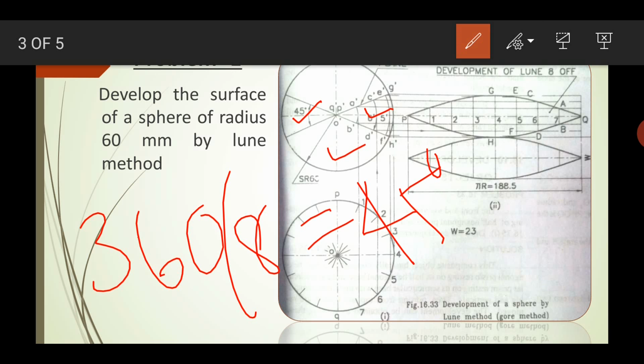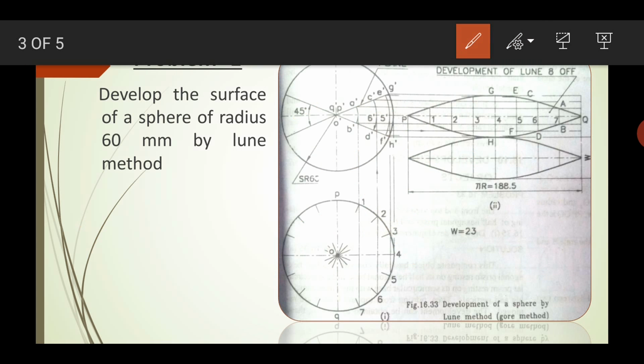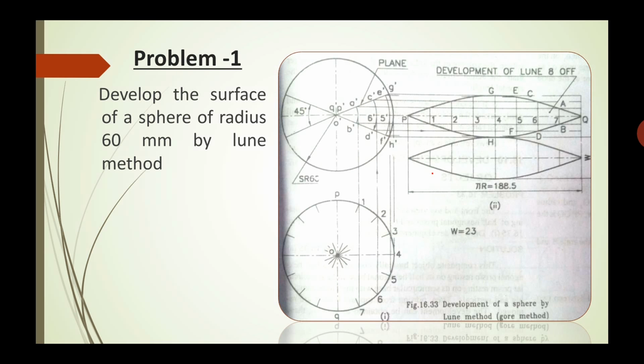So in the first step, we have to draw the front view of the sphere and divide it into 8 lunes. That is 360 divided by 8, and you will get a 45-degree angle.